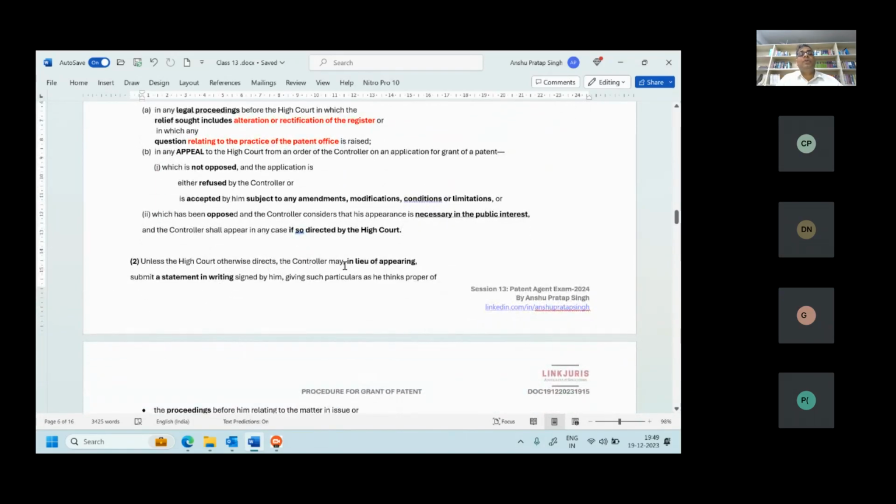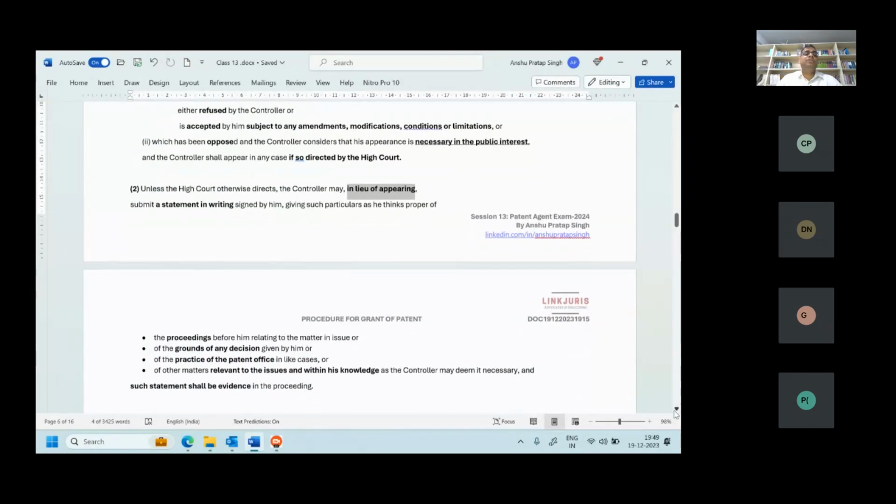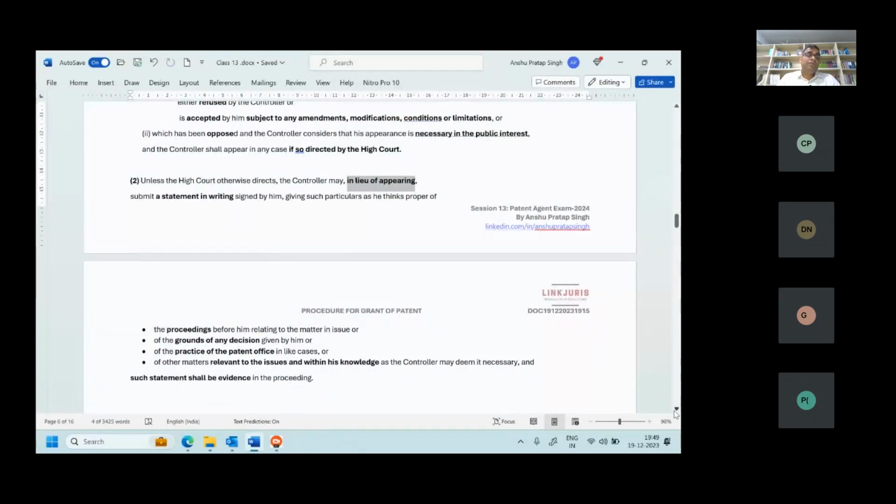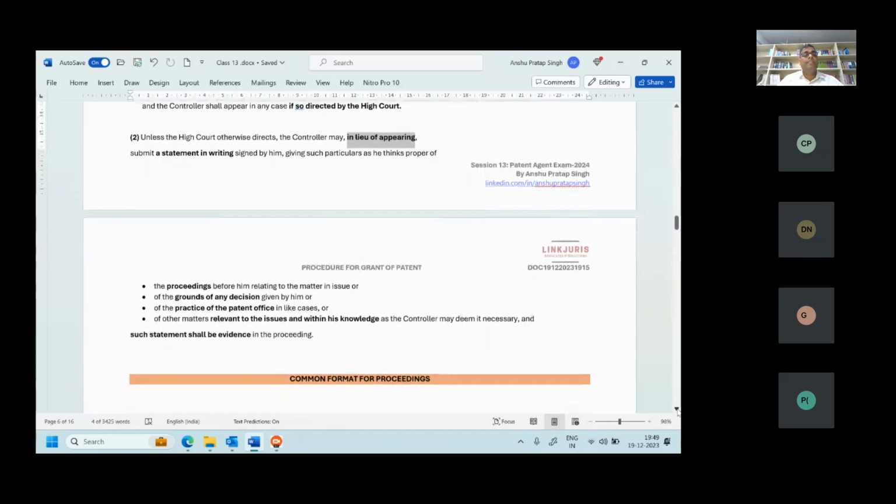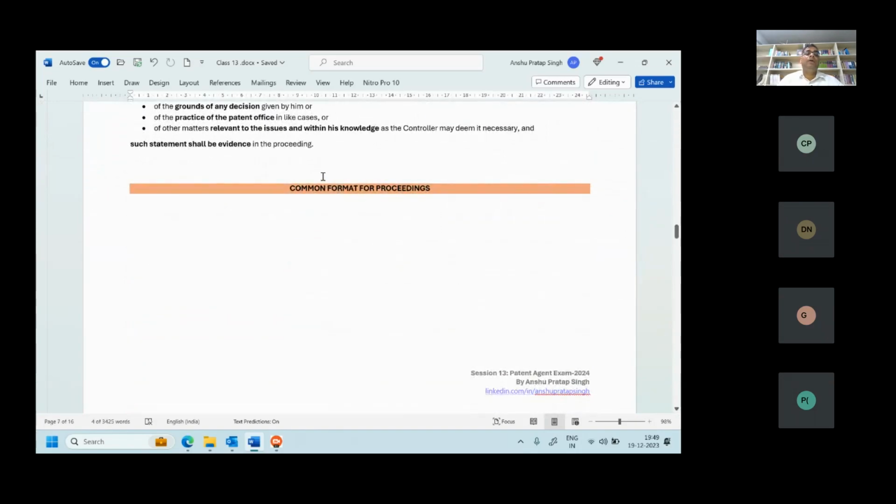Now, unless the High Court otherwise directs, the controller may, in lieu of appearing, if he does not want to appear, always send a statement in writing, and that's how it works. In writing, what will he say? He will give the particulars of the proceeding before him, the grounds why he has made that decision, the practice of patent office in such cases, or any other information which is relevant to the issues, and he has the knowledge of it. Okay. Now, this is what appeal and register was there.